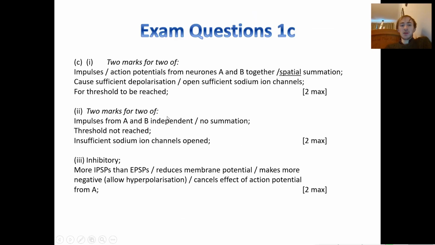Impulses from A and B are independent, or no summation, would be the mark I would expect you to write. Threshold not reached. Again, that idea of threshold is key here. And again, the idea of the sodium ions is also key. Whenever you're talking about summation, you're talking about levels of sodium ions entering the cell and therefore reaching or not reaching a threshold.